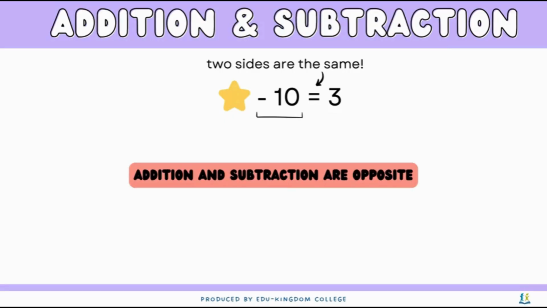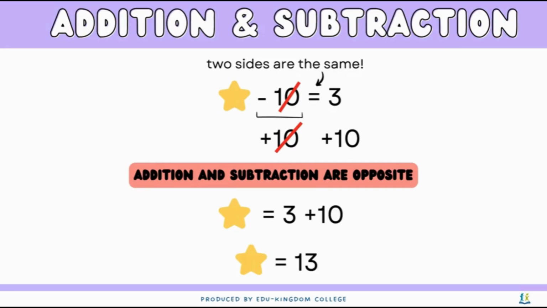Since I know that addition and subtraction are the opposite of each other, in order for me to get rid of a minus 10, I just have to add 10. But since the two sides have to remain the same across the equal sign, I can add 10 to both sides. Since if I add 10 and minus 10, they give us 0, I have the star equals 3 plus 10. Since 3 plus 10 is 13, the star would equal 13.